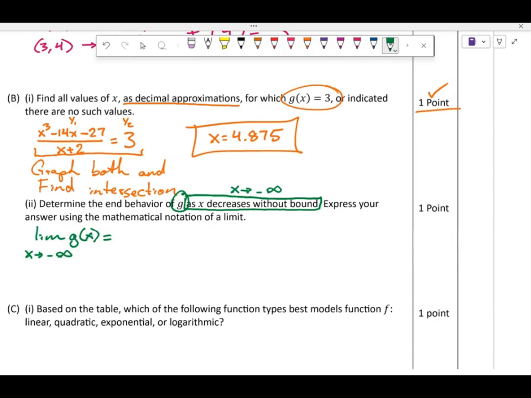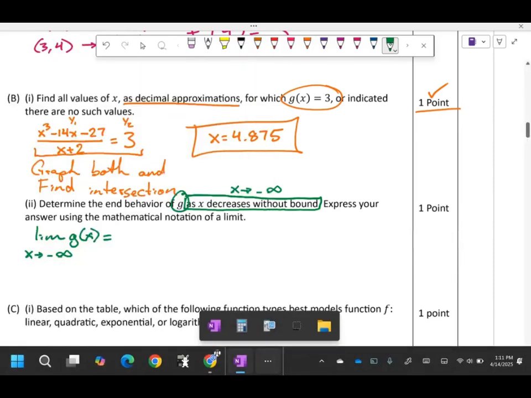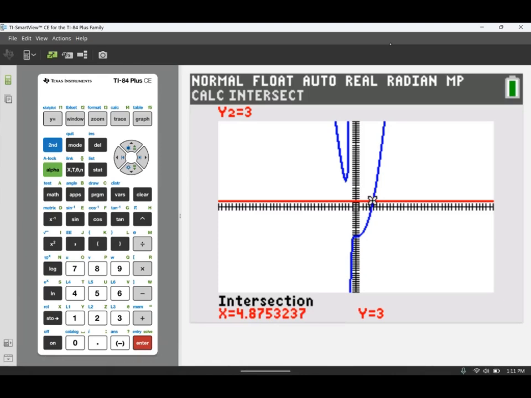Didn't we just graph it? Let's look back at our graph. It's right there. What's happening? g is the blue one. What's happening as g goes to the left? Are we going up to positive infinity, down to negative infinity, to a horizontal asymptote? What's happening on my blue graph?